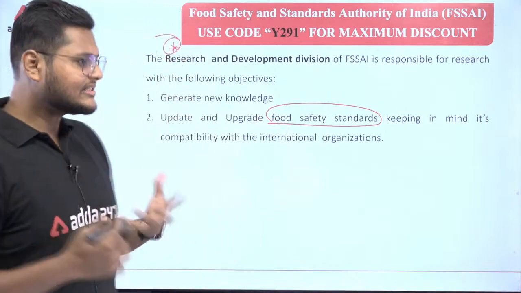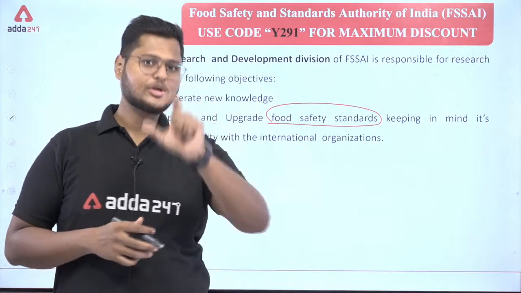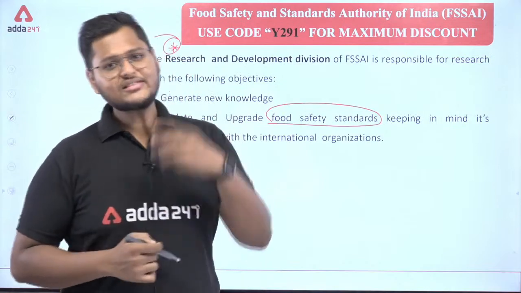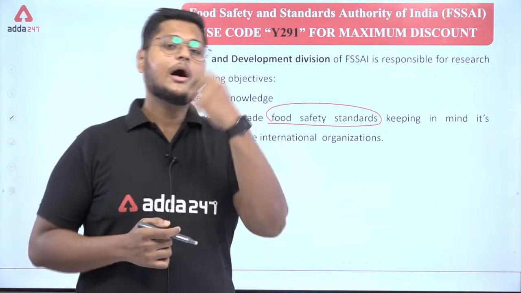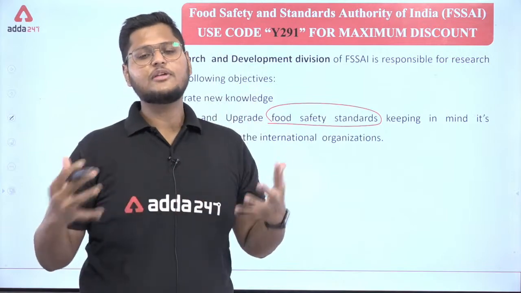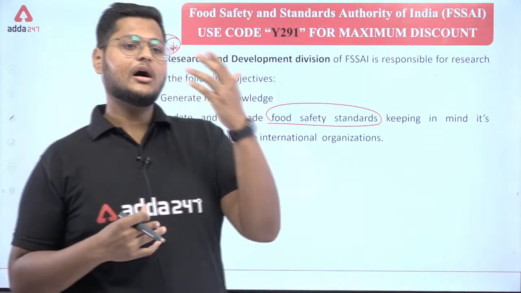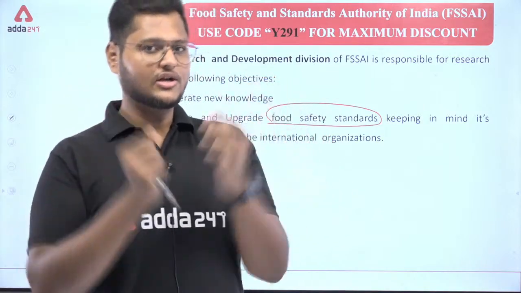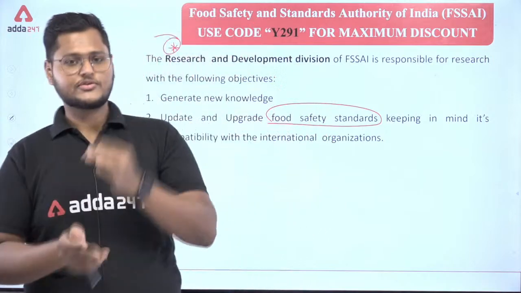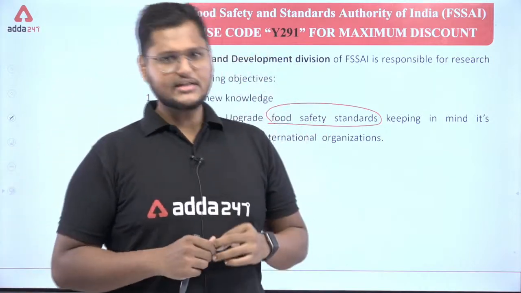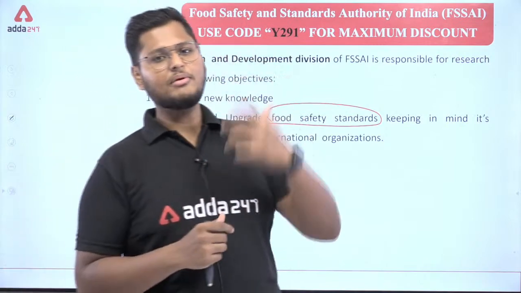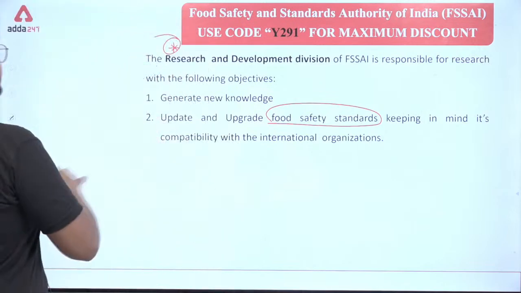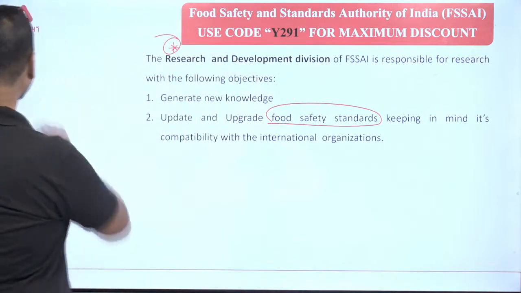So what are these standards? They have to keep in mind the existing standards, and apart from that, the standards that are required to upgrade the food safety management system. For example, let's consider that a certain standard has been set for the X article of food, but during research and development it was found that there is a superior standard, or we can set a better standard, maybe Y, on the similar food article. So the food safety standards are updated and upgraded.